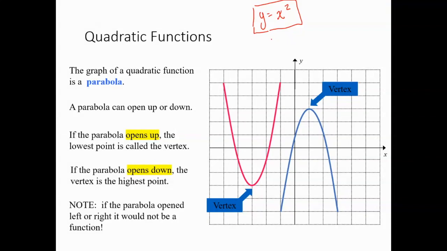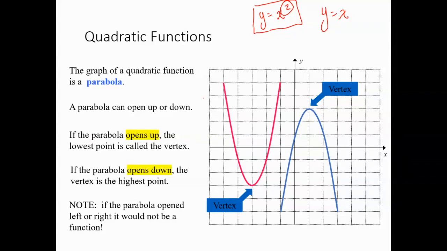But this we know is a quadratic because it's squared. So any function that has a squared term in it is going to be a quadratic function. If it's just y equals x, we know that that's a linear function. And the reason I'm saying this is because on the test, how do you know if you're going to graph a quadratic function or a linear function, right? And that's how we know.